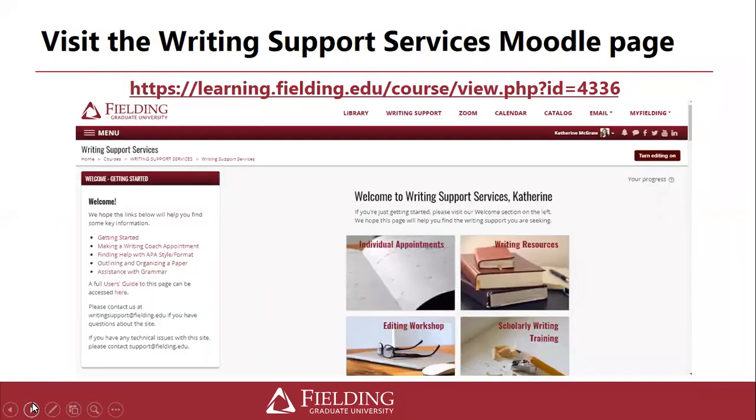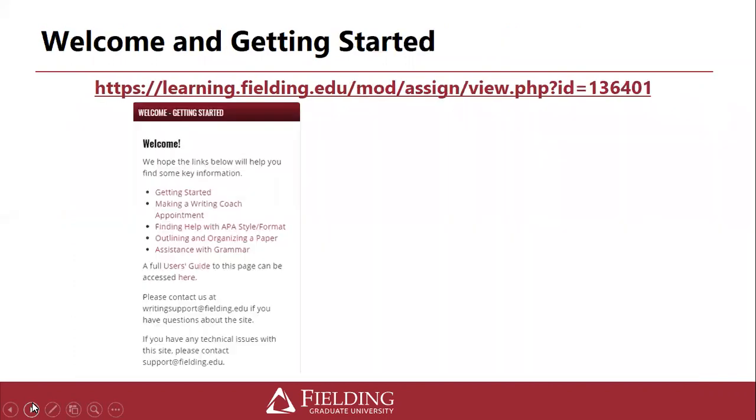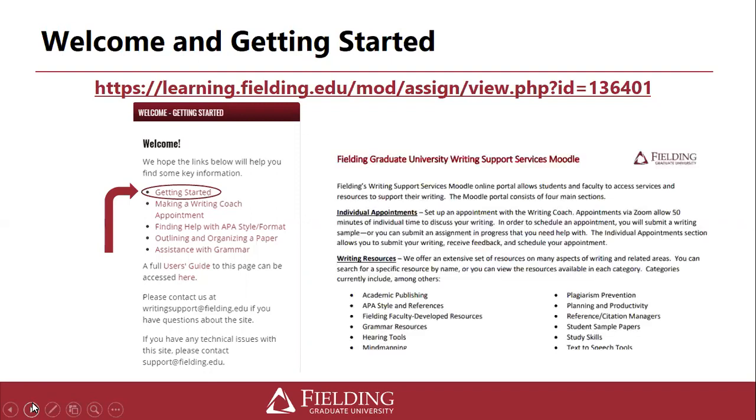When you first visit Writing Support Services, I encourage you to visit the Welcome Getting Started box at the top left side of the page for an overview of the resources available and how to use them, or to obtain specific instructions on particular parts of the page. Each link in the Welcome box contains a downloadable PDF reference document that you can save or print for future use. The one shown on the screen is the Getting Started page, a one-page overview for your reference.